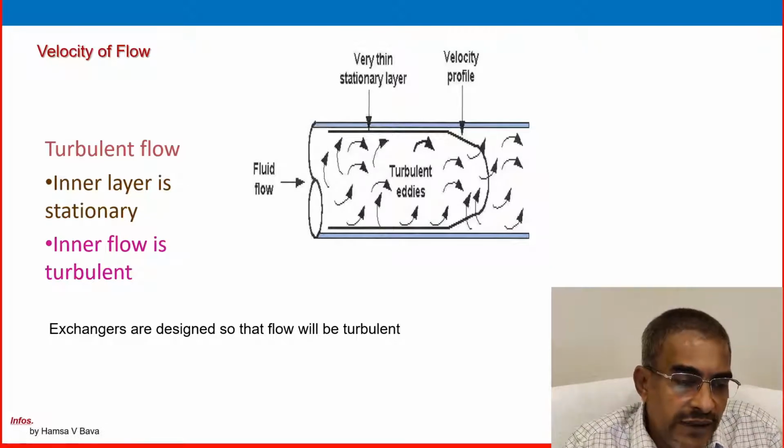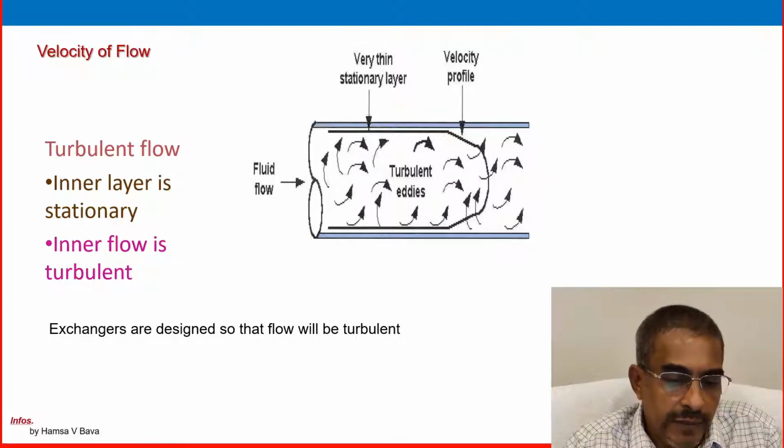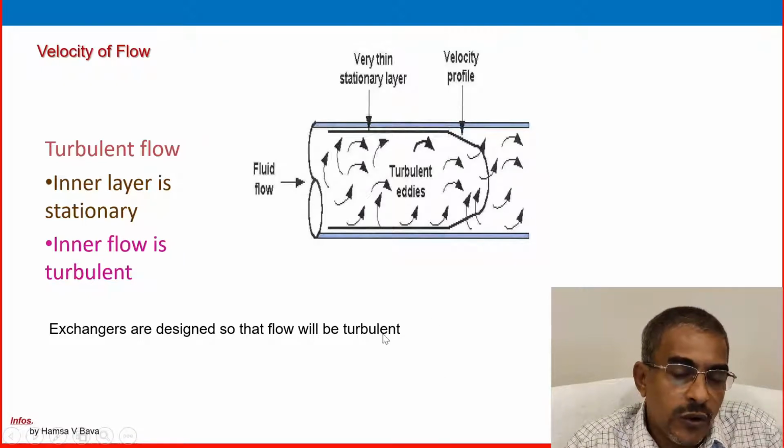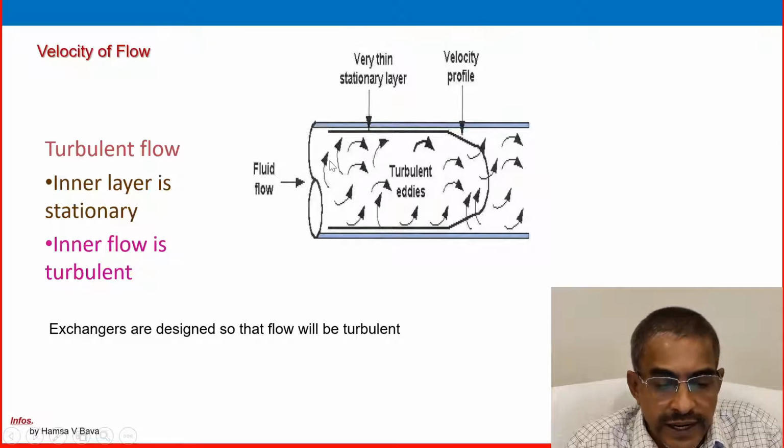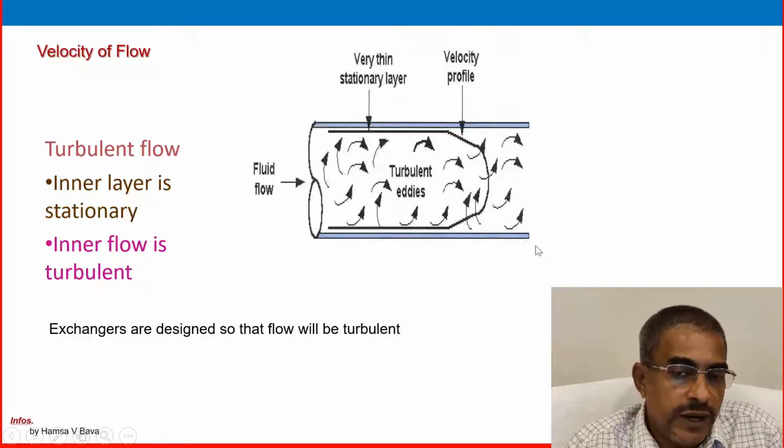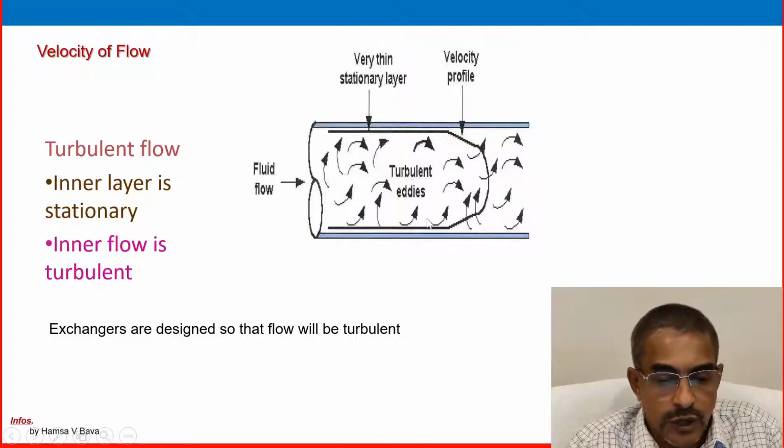Reynolds number is d V rho by mu. D is the diameter of the pipe, V is the velocity, rho is the density, and mu is the viscosity. So that decides the Reynolds number. The Reynolds number decides which pattern the flow is in, either the laminar flow region or the turbulent flow region. So that will affect the total heat transfer Q.